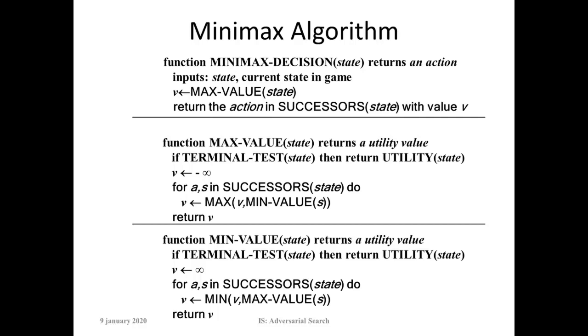You first assign the value minus infinity, so that you can calculate the max value. And then for all of the successors of the state, you calculate the minimum value of the successor state, and you then take the maximum value of all the minimum values that it would choose.